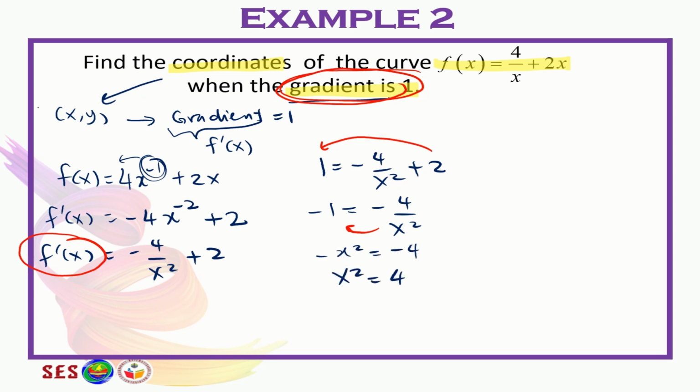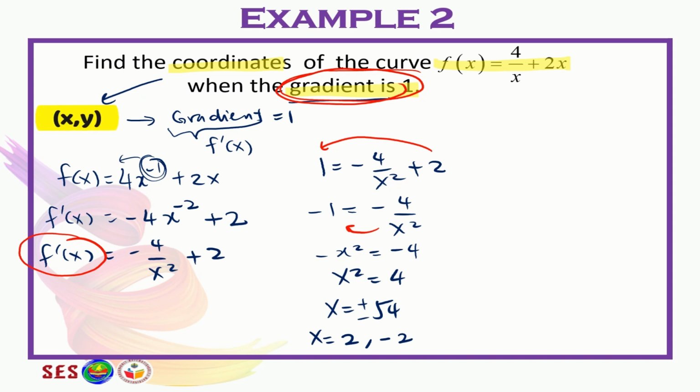So we have a square here, so bringing it to the right side will be the square root. So x = ±√4. So x = 2 and x = -2. The question asks you to find coordinates, so you have to find x and y.